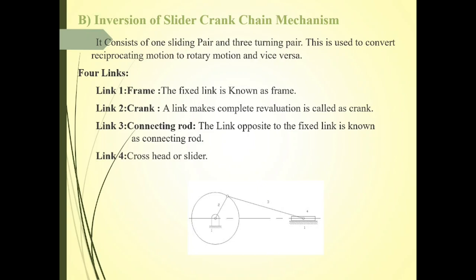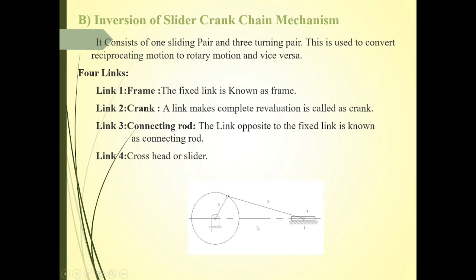Here also we have four links. Link one is the frame, which is a fixed one. Number two, the crank. A link that makes a complete revolution is called a crank or input link. Link three, connecting rod or coupler. The link opposite to the fixed link is known as the connecting rod or coupler. Fourth link, gasket or slider. Some modification of the four bar chain mechanism.